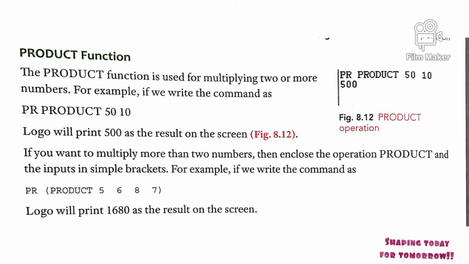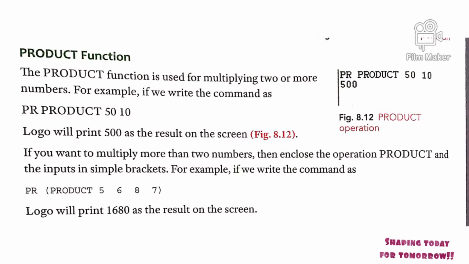If you want to multiply more than two numbers, then enclose the operation product and the inputs in simple brackets. For example, if we write the command as PR space, then start the bracket, then product space 5 space 6 space 8 space 7, and then close the bracket. Logo will print 1680 as the result on the screen.